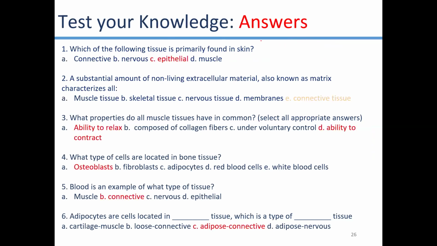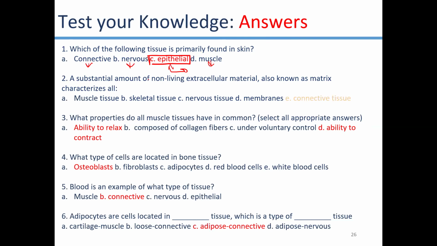All right, welcome back. So let's go ahead and take a look at these questions. For number one, it says, which of the following tissues is primarily found in skin? In this case, it is going to be the epithelia. Remember, connective tissues are going to connect things together and support them. Nervous, their main job is to send electrical impulses. Muscles are for contractions. So in this case, the epithelia are going to be linings, so those are going to be found primarily in the skin.